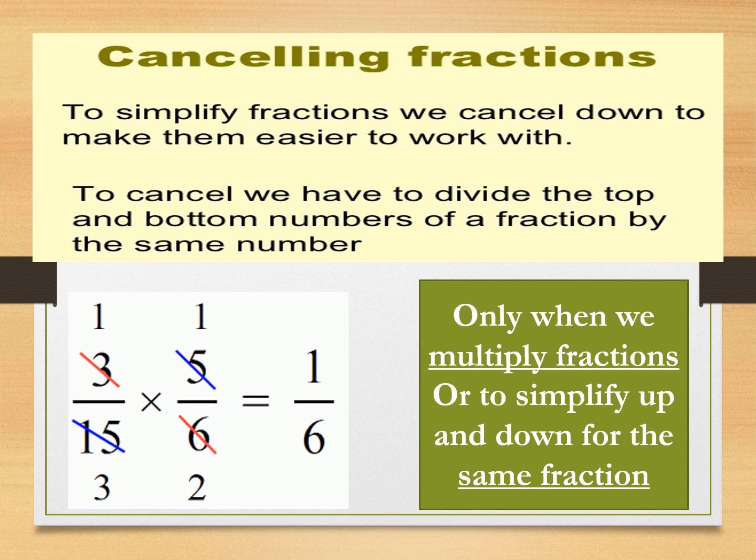we say 3 and 6, both of them can be divisible by 3. So 3 divided by 3 is 1, 6 divided by 3 is 2. While 5 and 15, both of them can be divisible by 5. So 5 divided by 5 is 1, 15 divided by 5 is 3. Then you find the final answer. 1 times 1 is 1, 3 times 2 is 6.